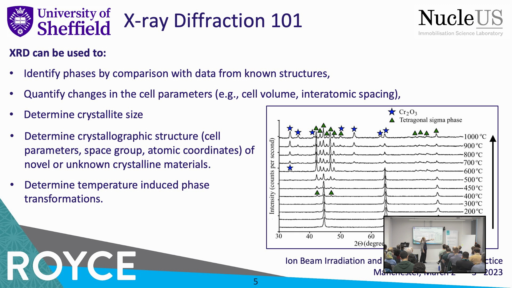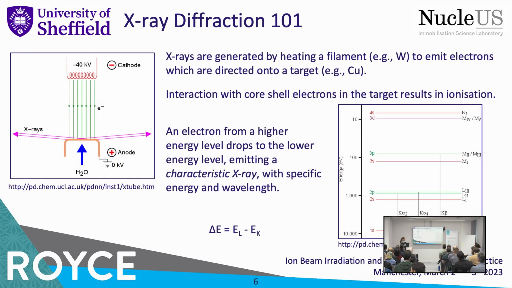And we can see that there's a phase transition from one crystal structure into another crystal structure. We did a lot of peak fitting offline with this, and we found that this very complicated crystal structure is our tetragonal sigma phase. It's a brittle intermetallic phase, which is not a reversible transition, unfortunately. Okay, so that's what you can do with XRD.